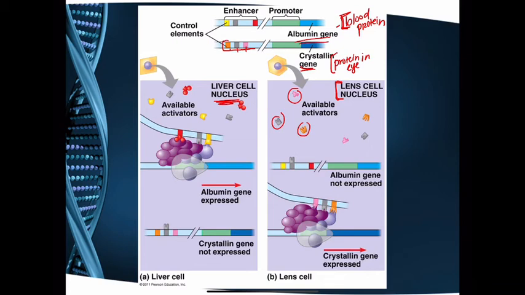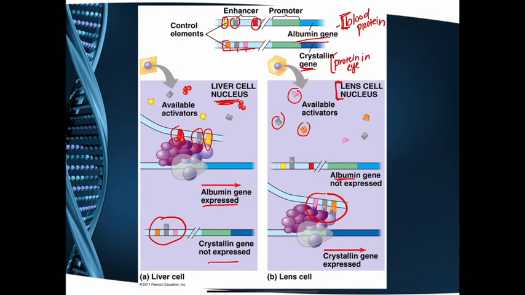proceed, okay? Versus in the blood or in the liver cell, the red, the gray, and the yellow activators are present. And so we see those here. Those control elements are present. And so they will, in that cell, cause that expression of that gene. And so we see that the albumin gene is expressed in the liver cell, but the crystalline gene is not because those activators aren't there. And vice versa over here. The crystalline gene is expressed because those activators are there, but the albumin gene is not.